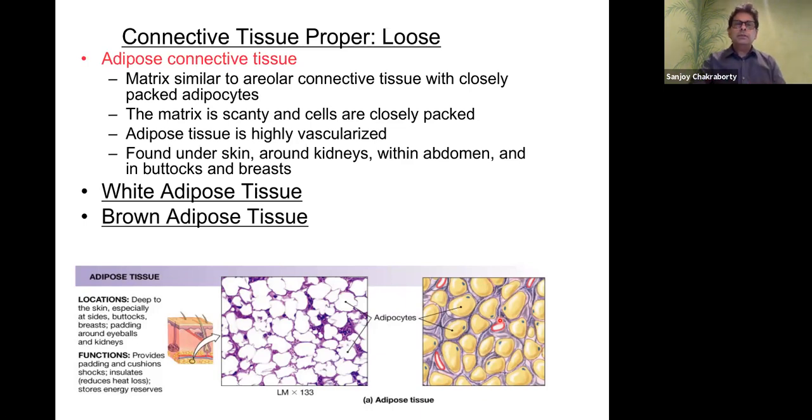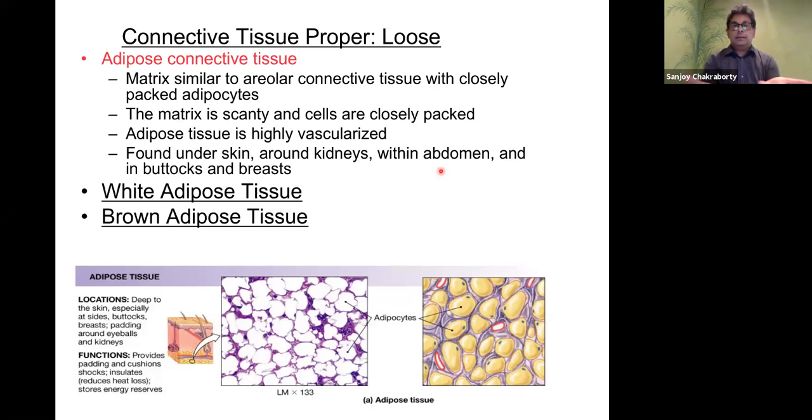Particularly under the skin, in the buttocks and the breast area, we have more adipose tissue, and around the kidneys, within the abdomen, or even the back of the eye socket. The eye is sitting on a little bit of a fat cushion at the back.